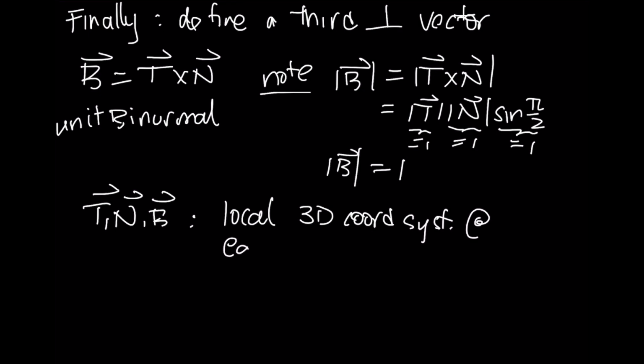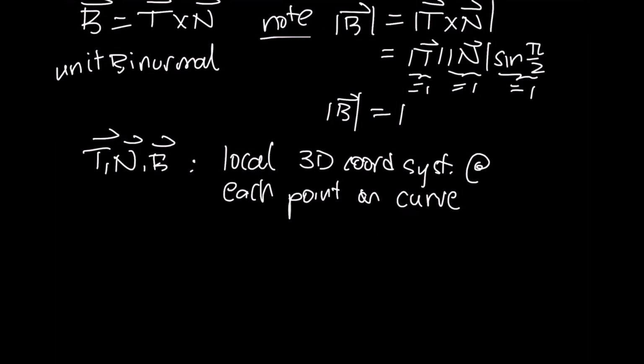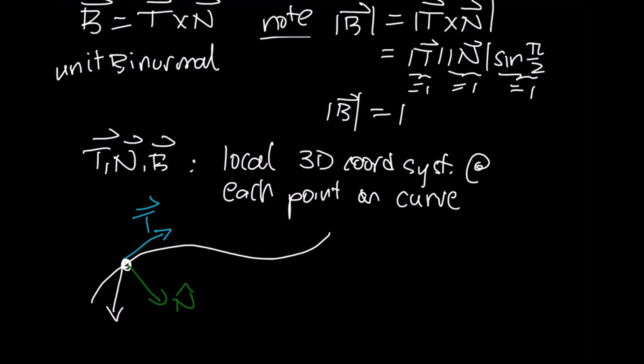These three vectors, T, N and B, give a local three-dimensional coordinate system at each point on your curve. So you will always have a tangent direction to the curve. The unit normal will always point in the direction of changing tangent. And then finally, this binormal vector is found by the right-hand rule. Each of these vectors follows like so. As you move along the curve, the tangent vector changes, the unit normal vector changes. Consequently, the binormal vector changes as well. They're always mutually perpendicular to each other.